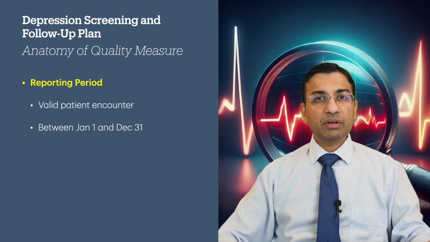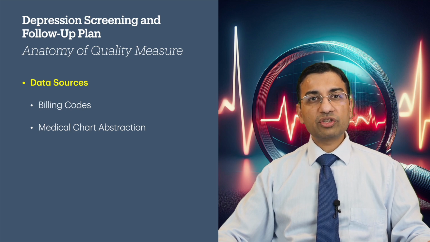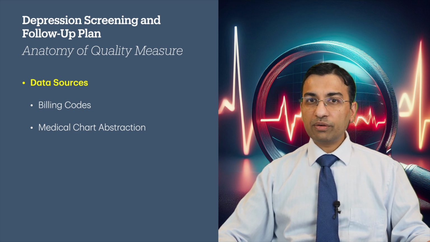Next is the reporting period during which the quality measure applies. This is generally between January 1st and December 31st. And last are the data sources that will be used to calculate the quality measure. These data sources are generally billing codes and a manual review of the medical record to find the documentation and submit it to the insurance company.